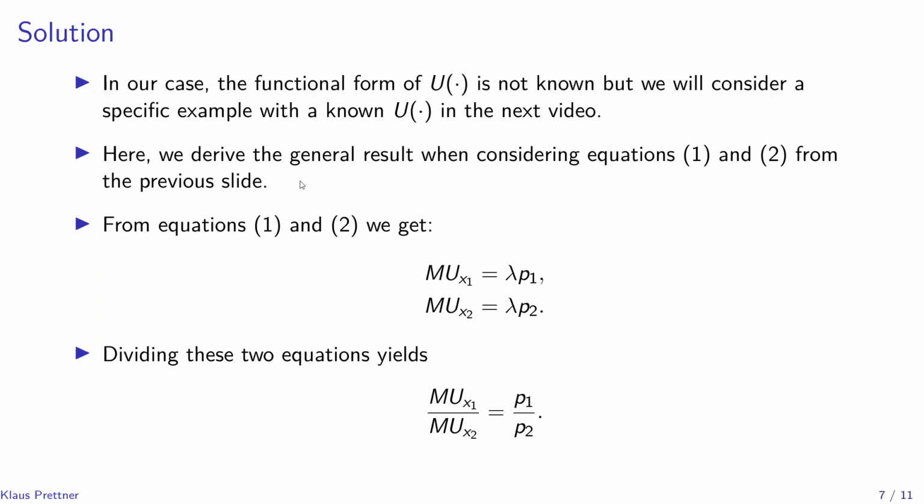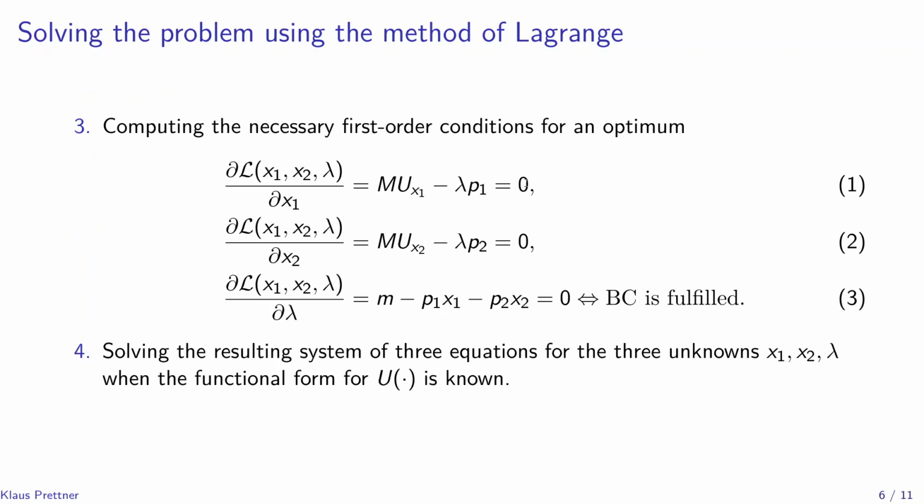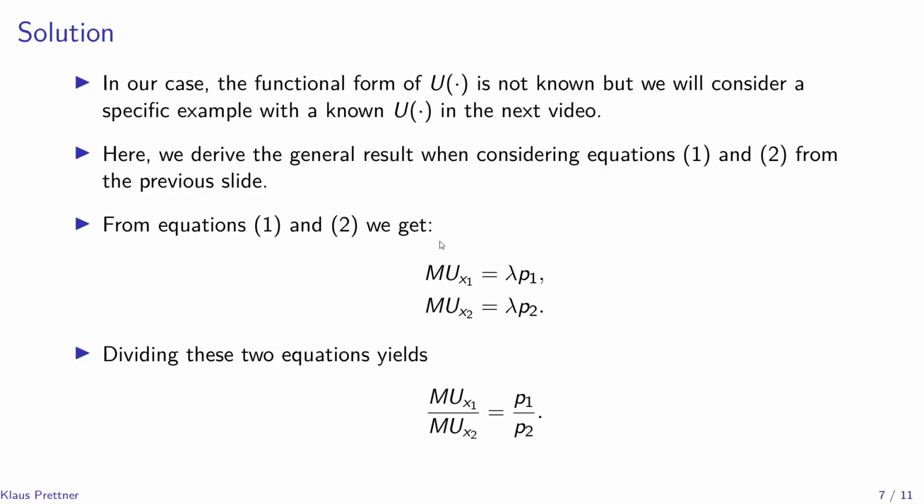Here we instead derive the general result when we consider the necessary first order conditions 1 and 2 from the previous slide. So if we look at that, 1 and 2, we can bring lambda times p1 to the right hand side in the first equation and lambda times p2 to the right hand side in the second equation, and we would have that the marginal utility of the consumption of good x1 must be equal to lambda times p1, and the marginal utility of the consumption of good 2 must be equal to lambda times p2. So that's this result then here. And then we can divide these two equations.